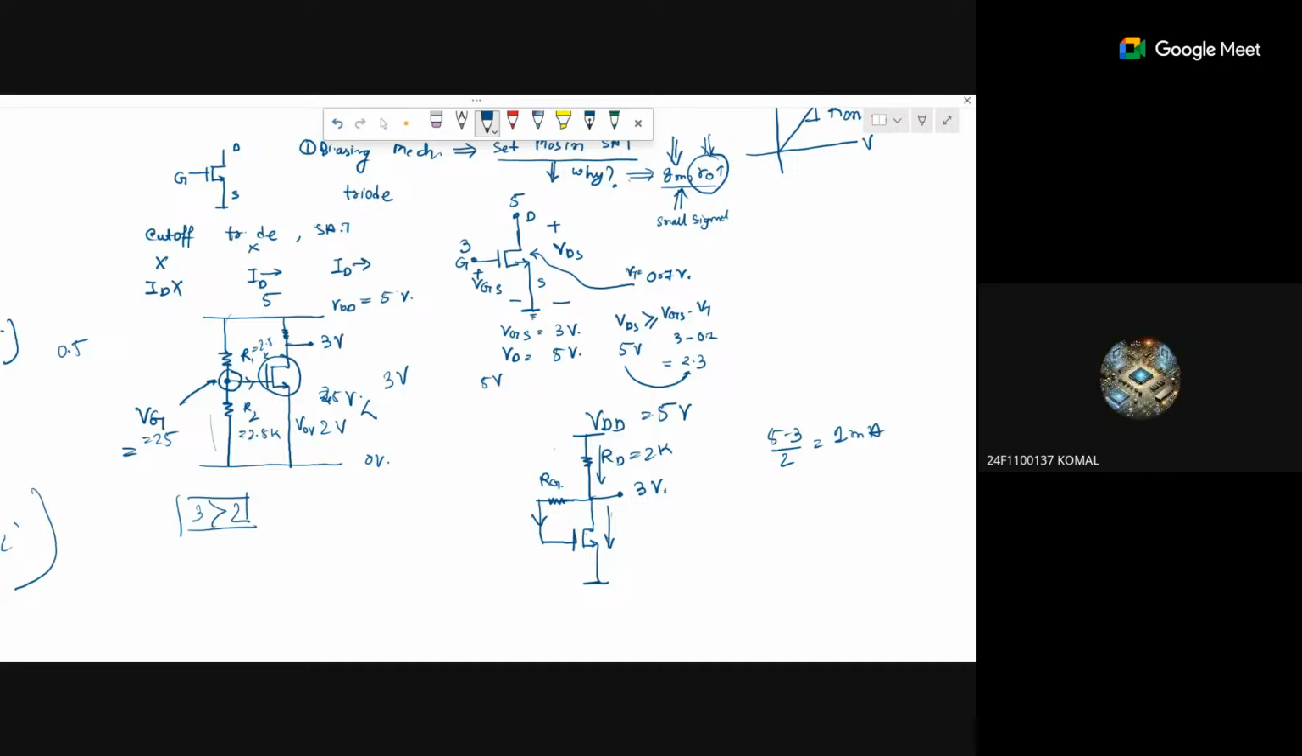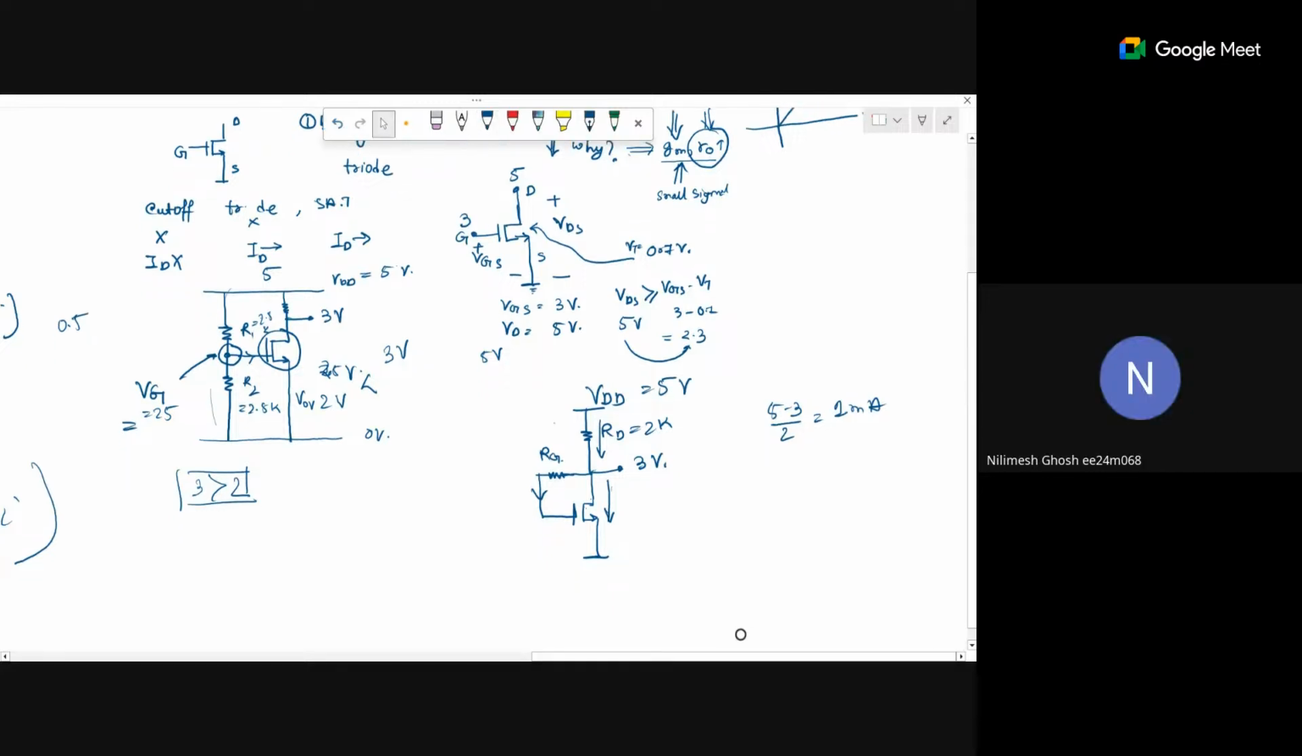Yes, sir. Okay, now if this is 3 volt, and no current is passing through here, what will be the drop here for this RG? Is there any drop in RG?